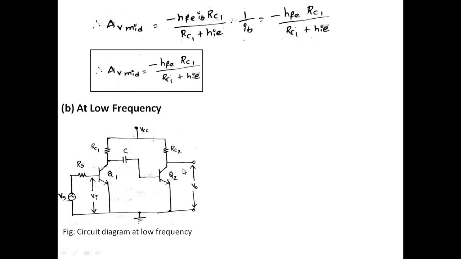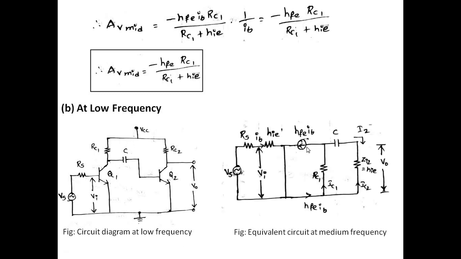Anyhow, at low frequencies, the shunt capacitances will be open circuited. Now the equivalent circuit is the same as the previous one, but we are going to include the capacitor. See this: except for this capacitor, the remaining circuit diagram and the equivalent diagram are the same. Now in this case we have only one difference. From this node to this node we have a resistor RC1. From this node to this node we have a series combination of the capacitor along with HIE. Apart from that, the circuit remains the same.